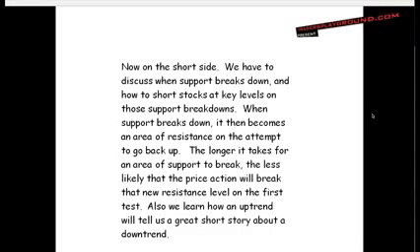This can only happen on a retest of the broken support level that will then be resistance on the way back up. When support breaks down, the same rules apply, except they're reversed. The longer that the support holds before breaking, the stronger the resistance it will become when tested on the way back up. We will also look at how completed uptrends can help us identify key levels in downtrends.